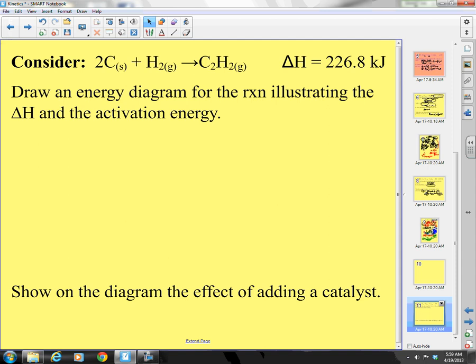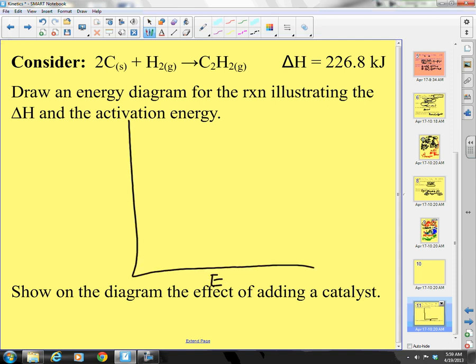Well, let's draw an energy diagram. We're going to put down extent of reaction. I want to put potential energy. I know it starts somewhere. Let's put it right here. What do we have on this side? I have over here carbon, really 2 carbons, and I have H2, right? Good. And I know it ends.